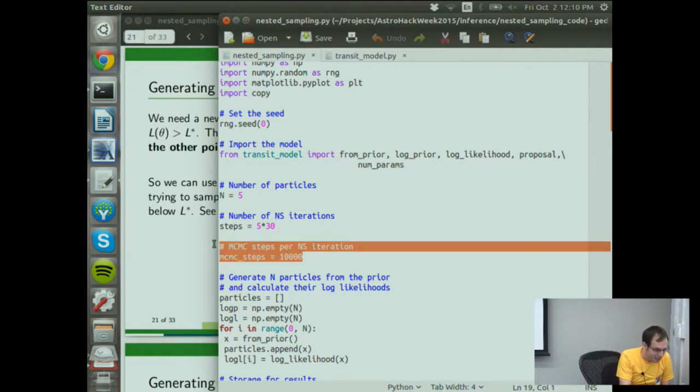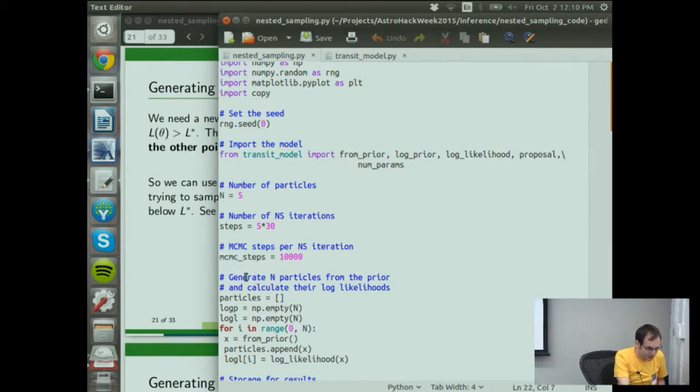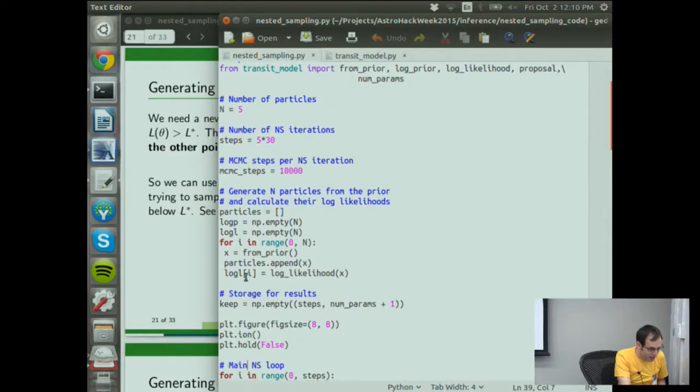The other tuning parameter of nested sampling is how many MCMC steps you're going to do for each nested sampling iteration in order to try and generate a new independent point. And I've just used 10,000 here. So I'll just very quickly run through the code and point at the most important parts and relate them to the algorithm.